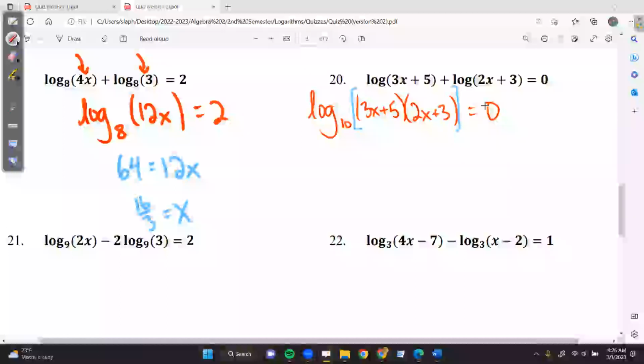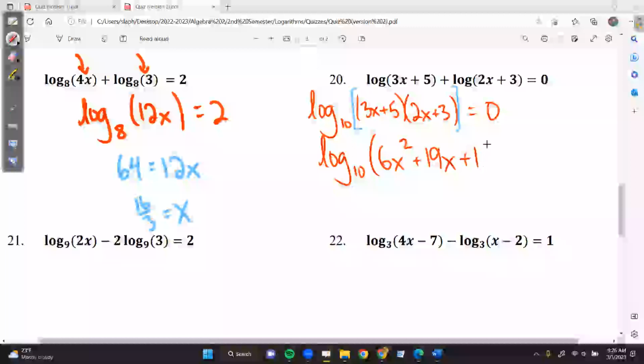That's its condensed form. Now you got to know some basic algebra. You got to be able to multiply those two things in the red parentheses together. So what this becomes now is log base 10 of 6x squared plus 19x plus 15. And if you want to know how I got that, just take this problem, go off to the side and just go all algebra 1 on that and just multiply, multiply, multiply, multiply, and you'll get the same thing. Okay.